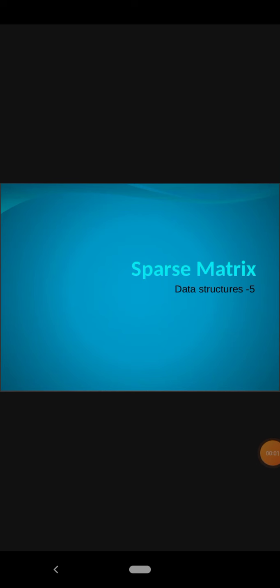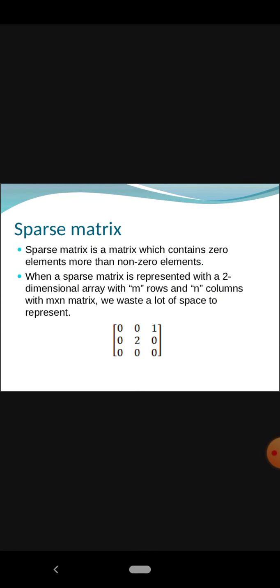Now we will see the sparse matrix in data structures. A sparse matrix is a matrix which contains more zero elements than non-zero elements. When a sparse matrix is represented with a two-dimensional array with m rows and n columns, an m by n matrix, we waste a lot of space to represent it.